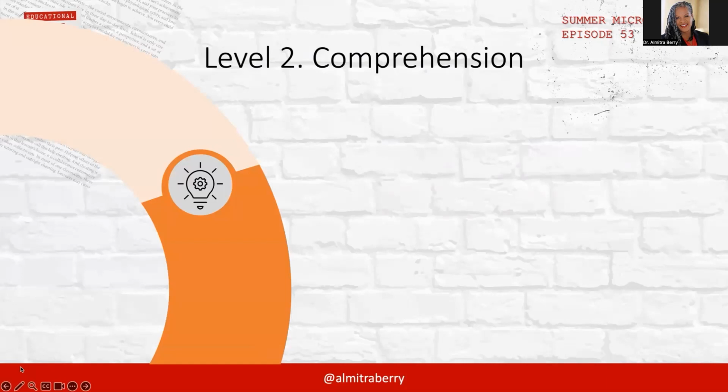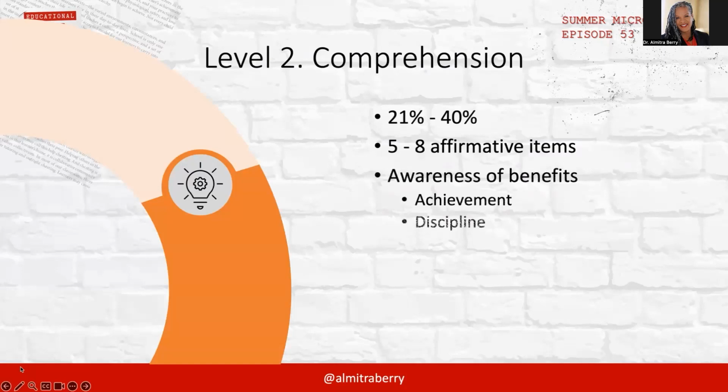Level 2 in Bloom's is the level of comprehension, right? We kind of get it. We understand it. Here, you're looking at those of you who scored 21 to 40%, or you had 5 to 8 affirmative items. Here, you now recognize that equity is a benefit to learner achievement, to discipline, and to school culture.